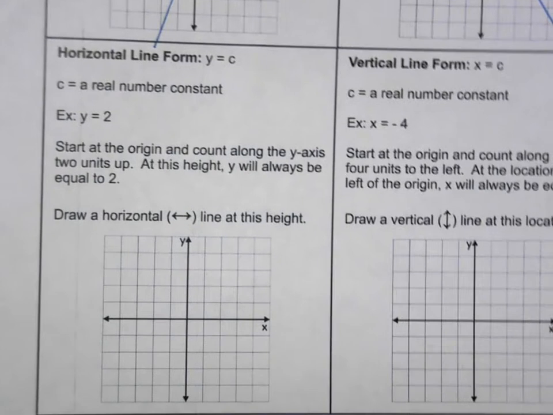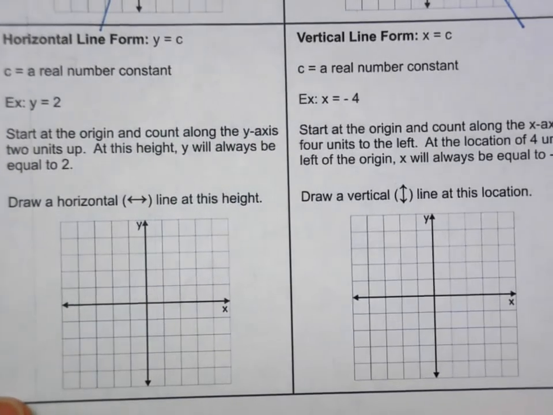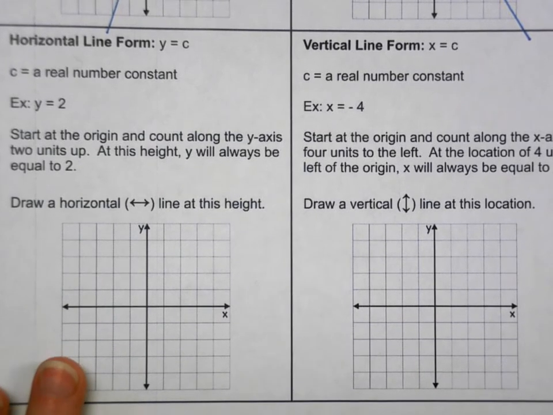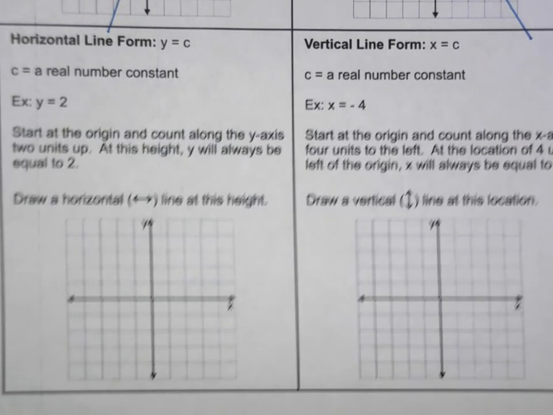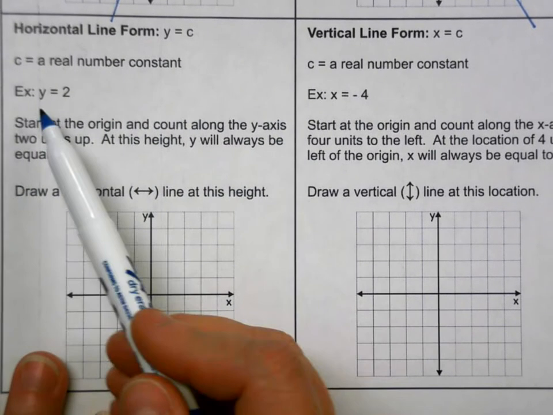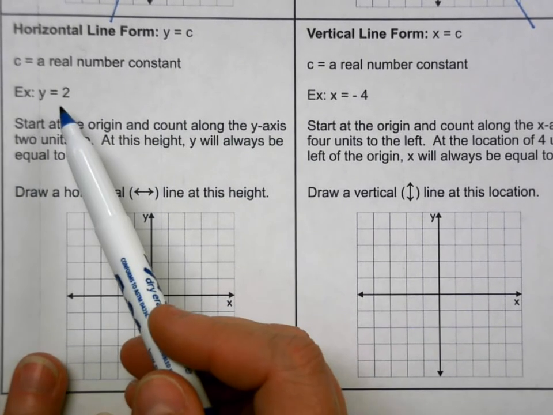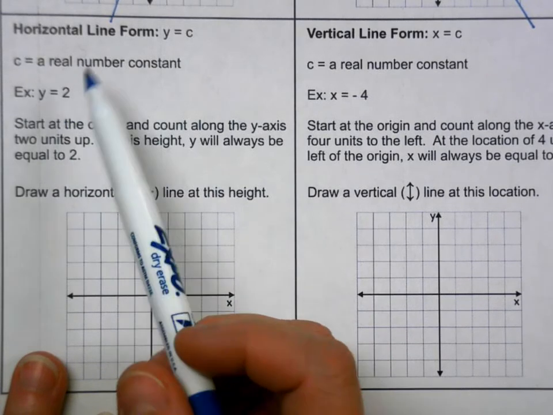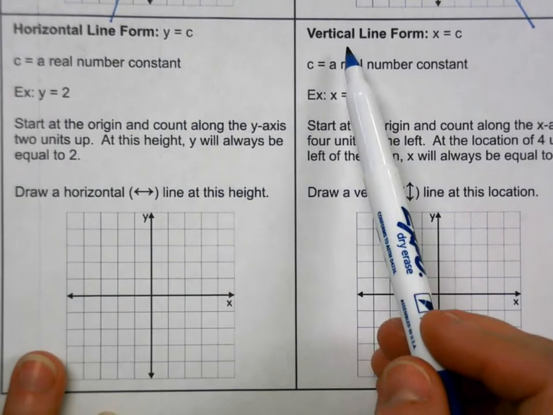And this is where people start making mistakes. This is something you do have to remember for testing. If there's only one variable and it's a linear equation, that means it's either going to be a horizontal line or a vertical line.